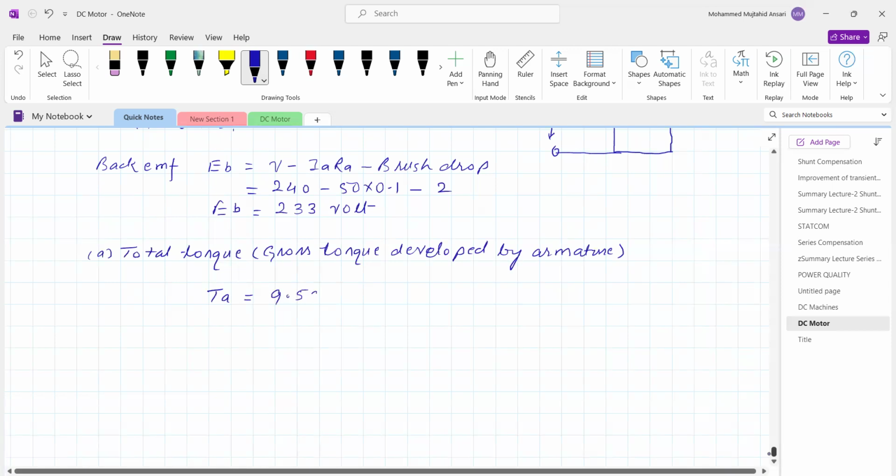It is equal to 9.55 into back EMF into armature current divided by speed. Speed is in RPM. So it is 9.55 into back EMF, 233 multiplied by 50, divided by 1000 RPM, since it is running at 1000 RPM. So armature torque TA is equal to 111 Newton meter. So this is the first parameter.